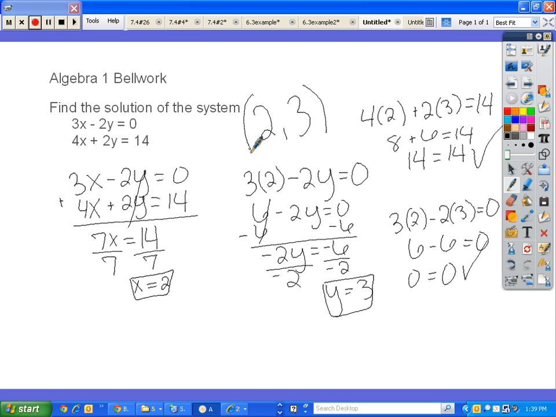And when you check, you plug it back into both equations. Thank you. Wait, I'm not done.